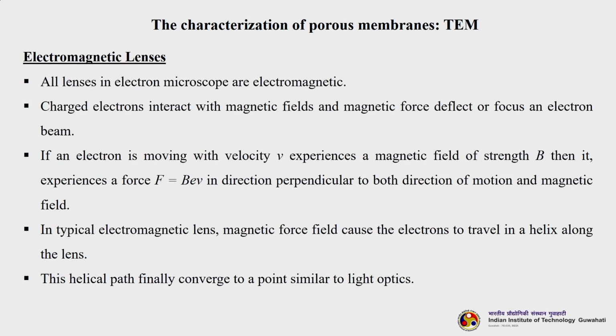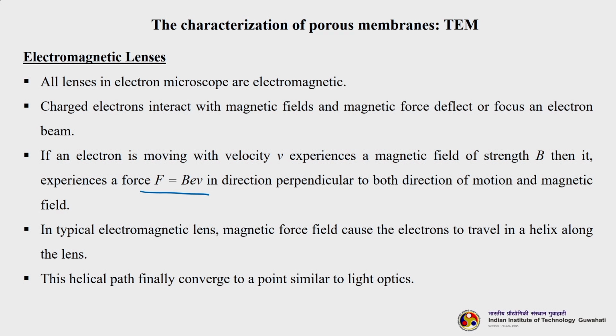Then let us come to the electromagnetic lenses. What are those? All lenses in an electron microscope are electromagnetic. Charged electrons interact with magnetic fields, and magnetic force deflects or focuses an electron beam. If an electron moving with a velocity v experiences a magnetic field of strength B, then it experiences a force equal to Bev, in a direction that is perpendicular to both the direction of motion and the magnetic field.